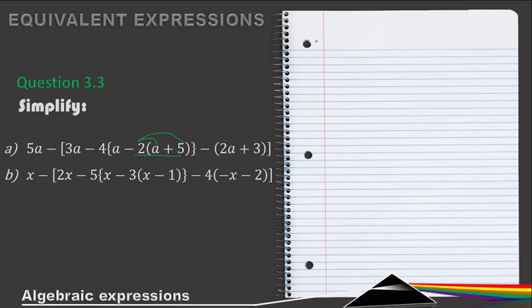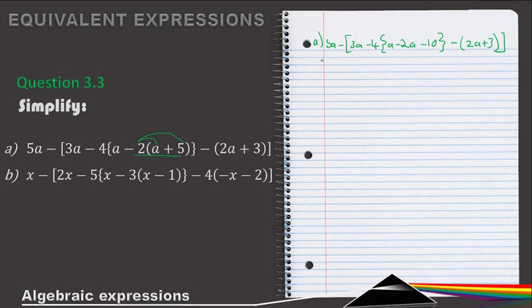Right, let's write this down. So we have 5a, so 3a minus 4 funny bracket a, so that becomes minus 2a minus 10. And then we've gotten rid of our round brackets. This is also something we can do, but let's wait before we do that. 2a plus 3 square bracket.